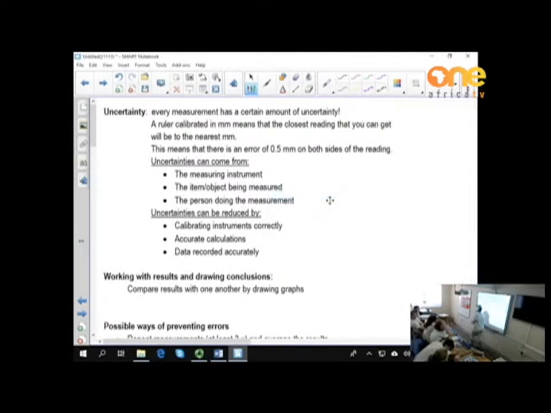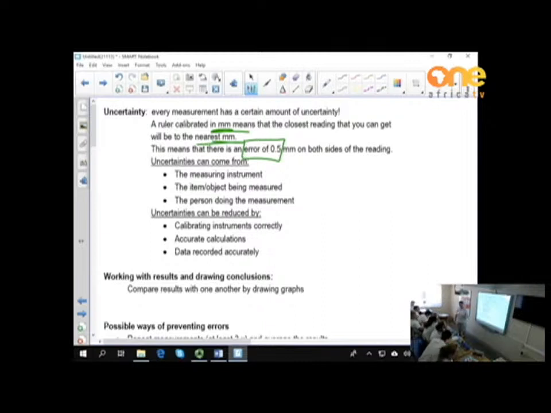Lock in place. Okay. Uncertainty, people, we said every measurement has a certain amount of uncertainty. This is determined by the unit in which it's calibrated. You can never be more accurate than the instrument. So a ruler calibrated in millimeters means that the closest reading that you can get would be to the nearest millimeter. It also means that on that nearest millimeter, there is an error of 0.5 millimeter up and 0.5 millimeter down.